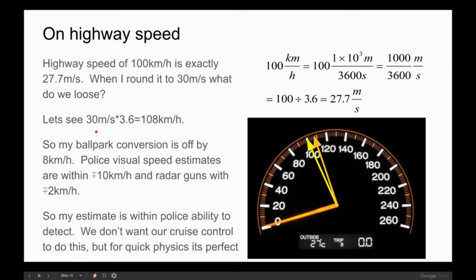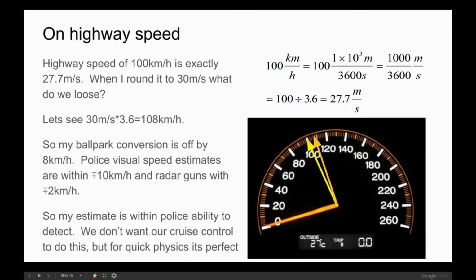Let's look at highway speed in my rounding again. Highway speed is 27.7. If I round it to 30 meters a second and convert back, my rounding generates a speed of 108 kilometers an hour. So if I told you, oh, you can drive 30 meters a second, I've actually told you to drive 108. Who's going to catch you? Everybody supposedly says the cops will let you get away with 110, right? Well, in actual fact, you could be caught.